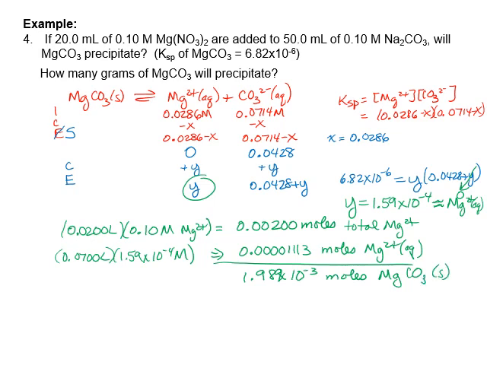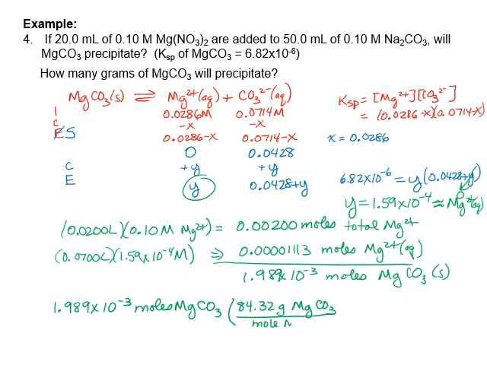How many grams would that be? We need to take the moles and use the molar mass, which is 84.32. And we find that we should get 0.168 grams of magnesium carbonate solid forming.